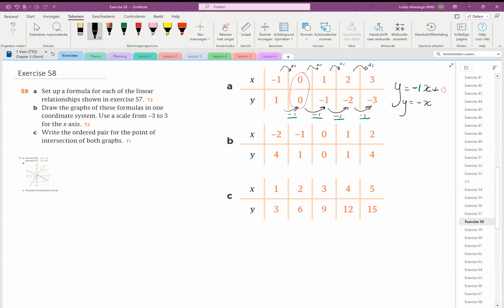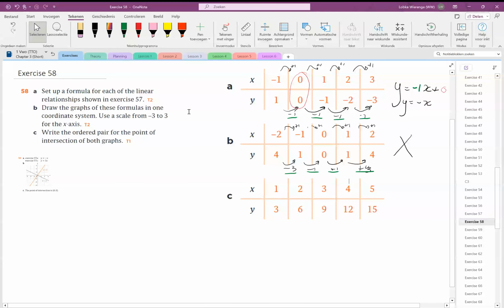For the second one, at the top it's still plus 1, plus 1, plus 1, and plus 1. So that's the same. At the bottom, this one is minus 3, this is minus 1, this is plus 1, and that's plus 3. That's completely different. So this one doesn't represent a linear relationship we talked about today. This is not linear, because the bottom is not the same, so we cannot make a formula for this one.